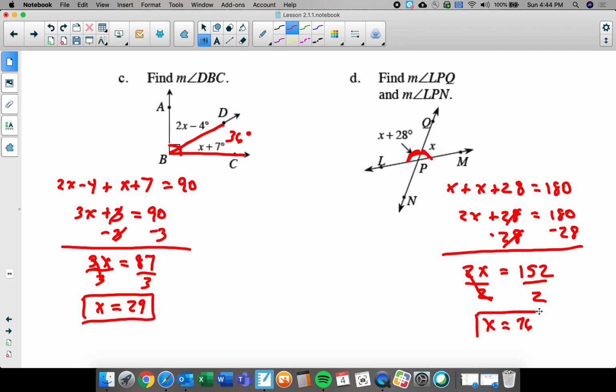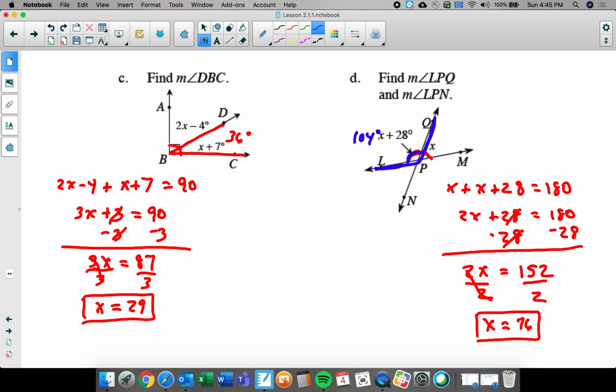So once again, there's your value of x, but look back at the problem, what they asked you to find. They want the measure of angle LPQ and LPN. So LPQ, that is this angle. There's L, there's P, there's Q. That's this angle that we're talking about, so we're referring to that angle right there. If I plug that back in, 76 plus 28 is 104. So that's a 104 degree angle.